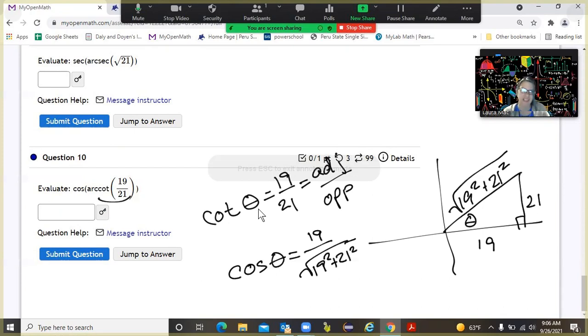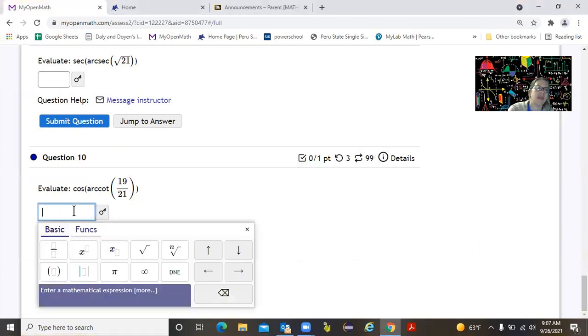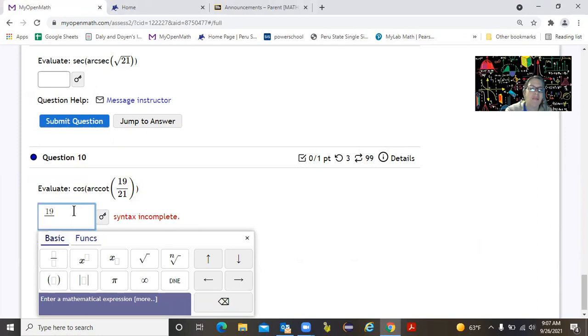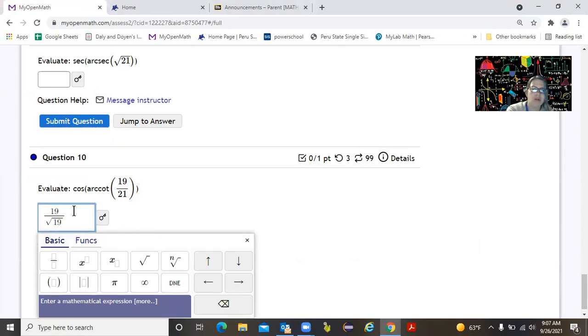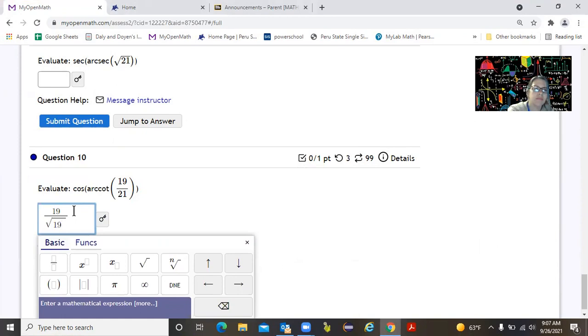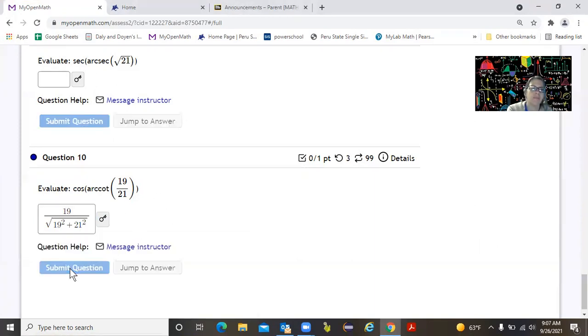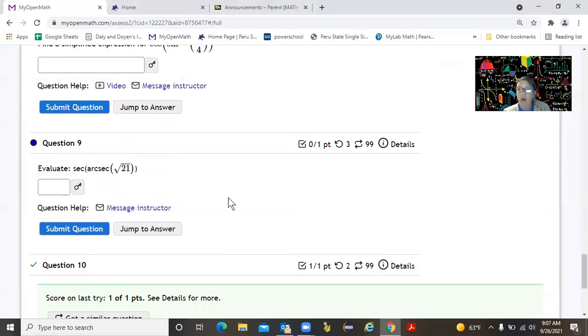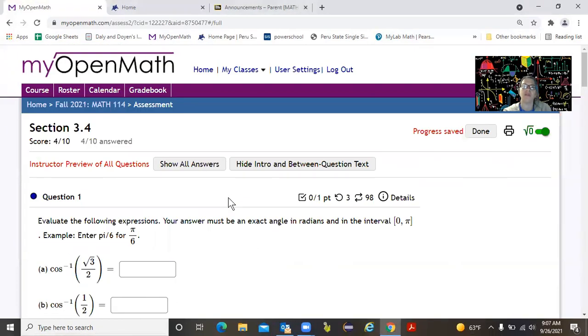So let's actually put that in, see what happens. So this would be the ratio of adjacent to hypotenuse, which would be 19 over the square root of 19 squared plus 21 squared when we use the Pythagorean theorem. And it was fine with that. Hey, I like it when it does that. All right, so that is using inverse trig functions with triangles as opposed to the actual unit circle.